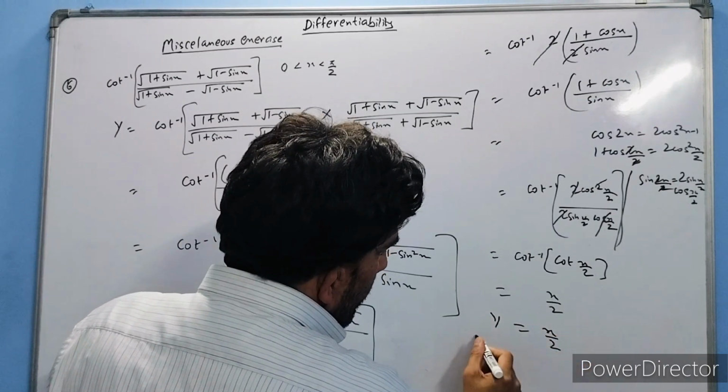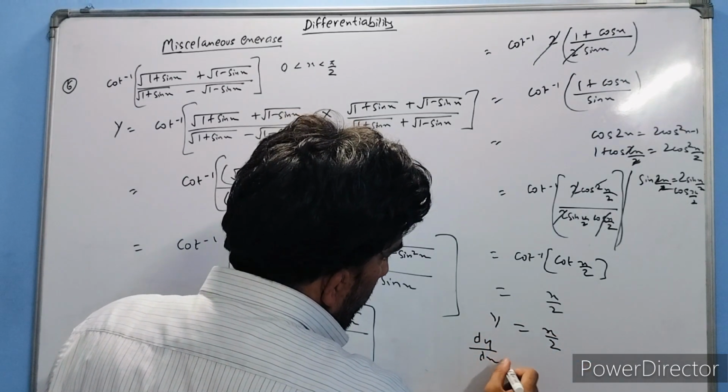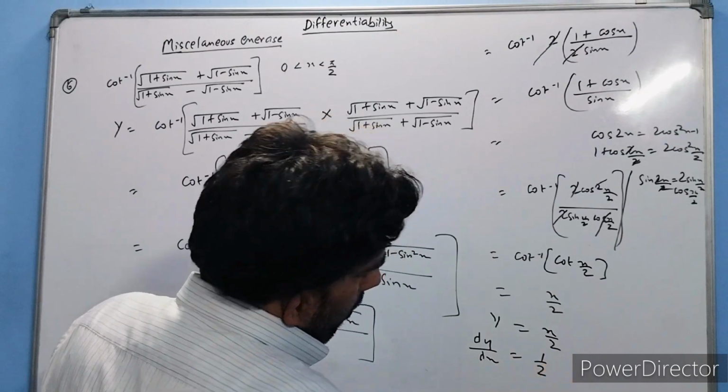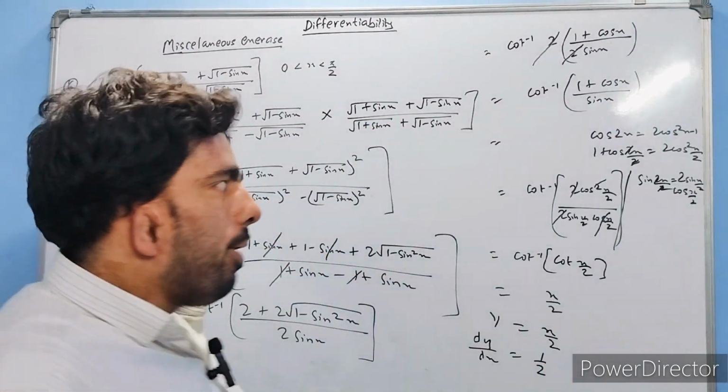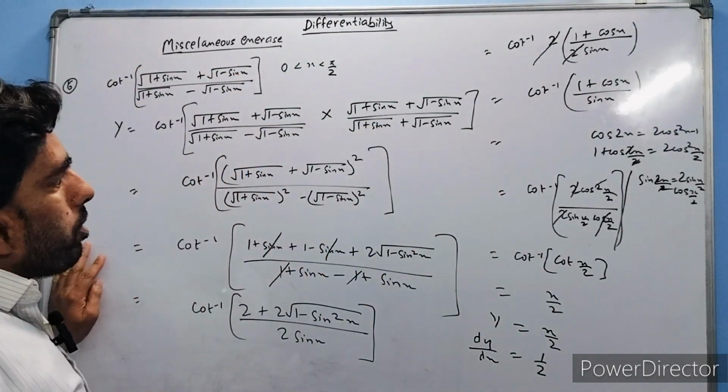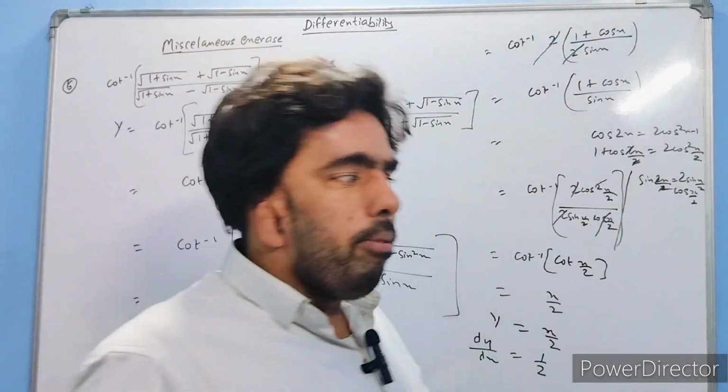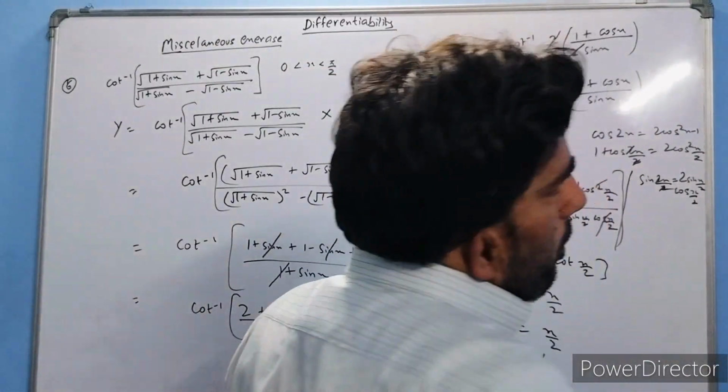Now we need to differentiate this function, so we got dy upon dx is equal to half, because differentiation of x will be 1. That is how we are able to differentiate such kinds of functions. So now I hope it's clear to everyone.